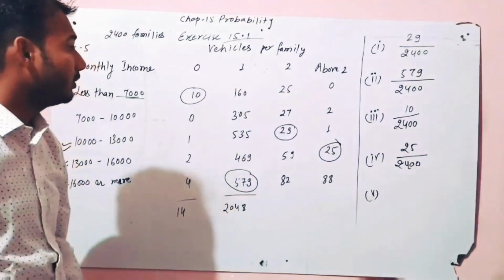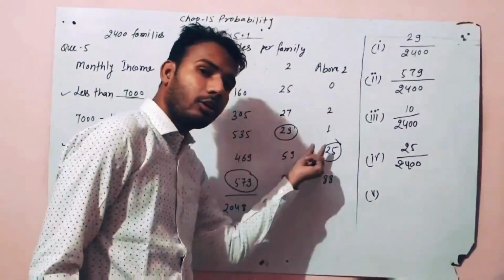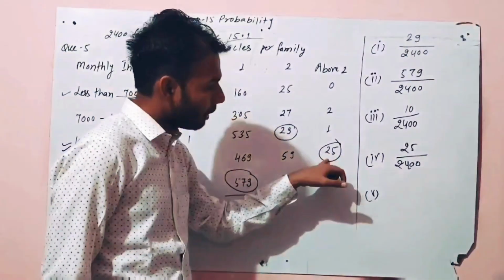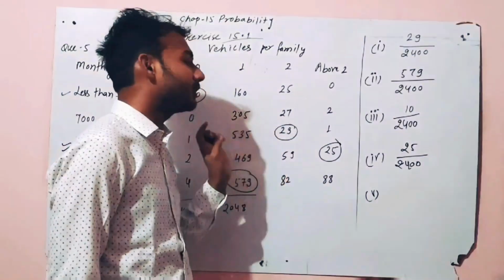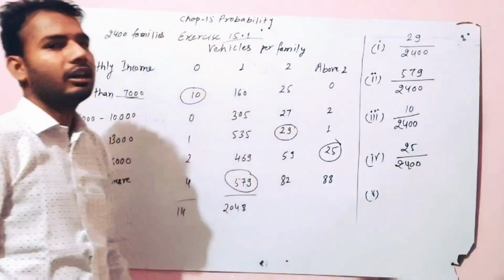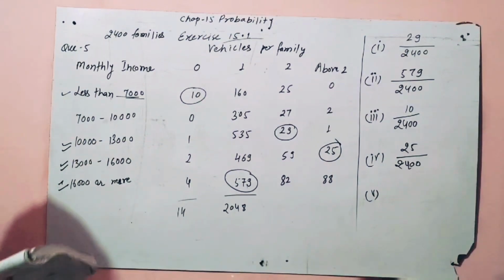Two or more than two: that condition you have to add, 59 plus 25, means two or more than two. It means they are asking about more than two and they are also asking about two. So 59 plus 25 will be added and then upon 2,400.